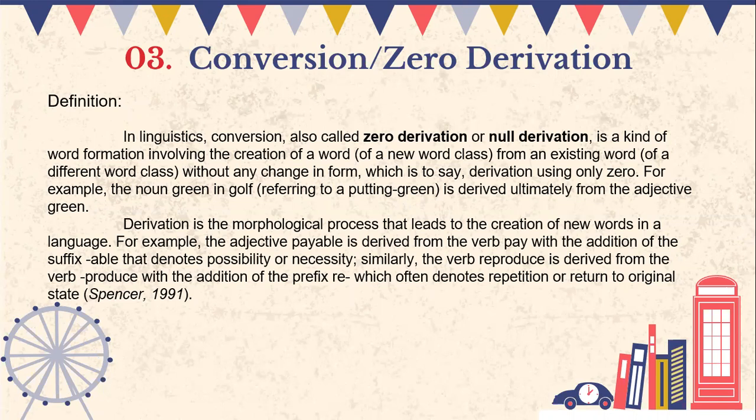Derivation is the morphological process that leads to the creation of new words in language. For example, the adjective payable is derived from the verb pay with the addition of the suffix -able that denotes possibility or necessity. Similarly, the verb reproduce is derived from the verb produce with the addition of the prefix re-, which often denotes repetition or return to original state. Next slide, please.